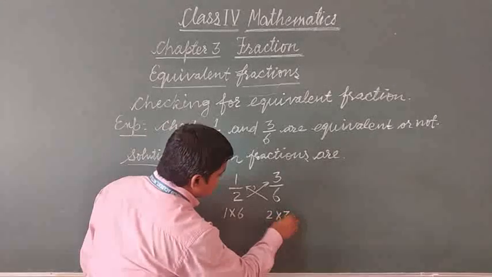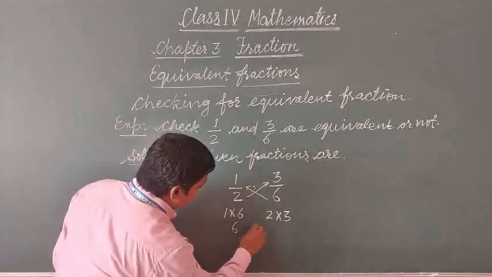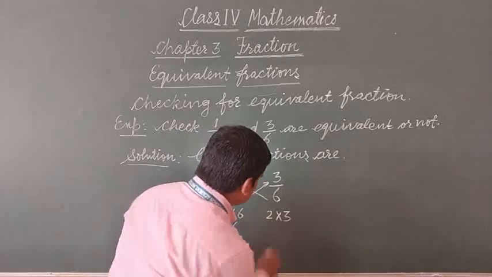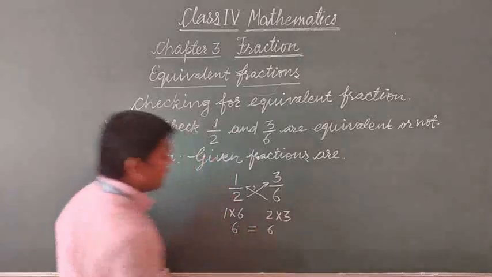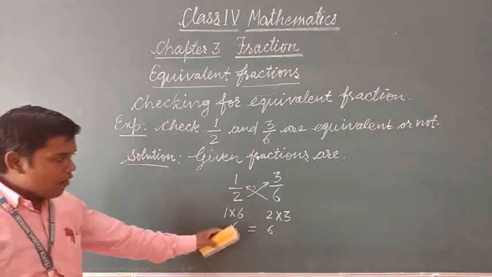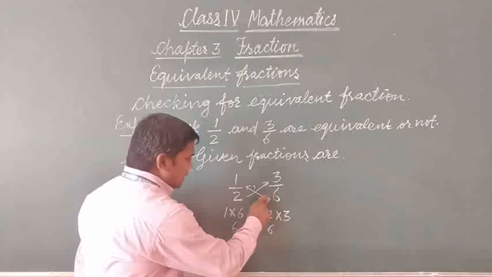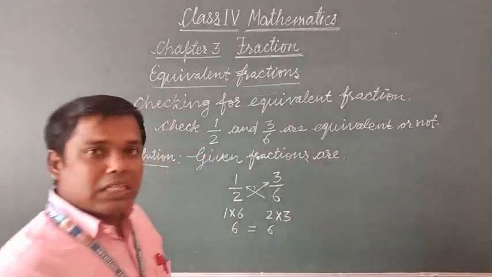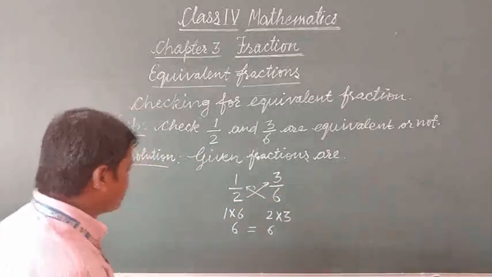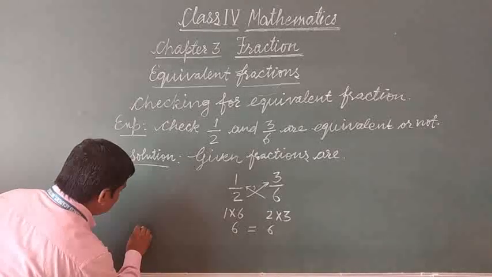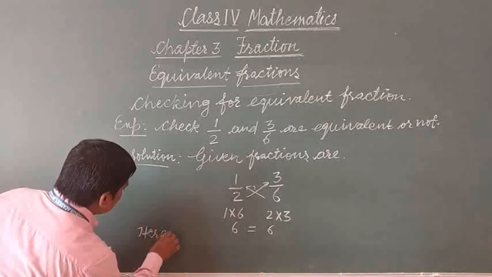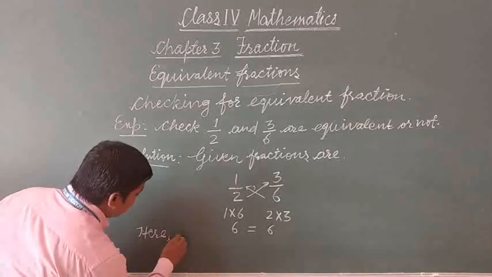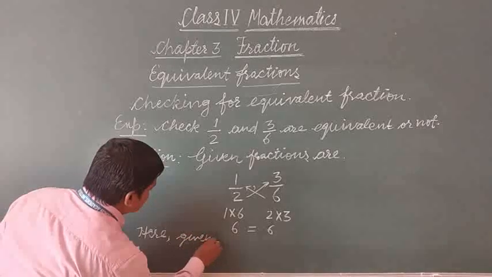2 into 3. You are seeing here 1 into 6 equal to 6 and 2 into 3 equal to also 6. Means both the products are equal. So after doing this, we can come to the conclusion: if both the products are equal, the given fractions are equivalent fractions. So we write here, given fractions are equivalent fractions.